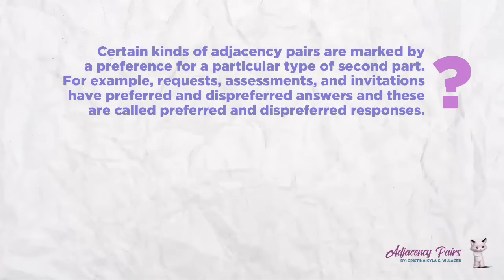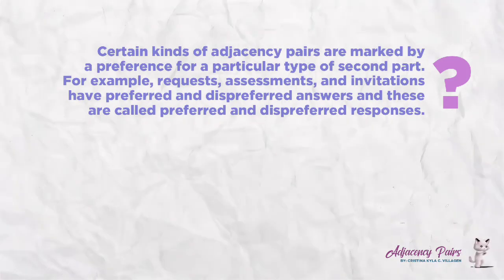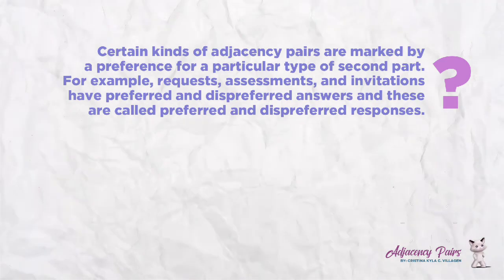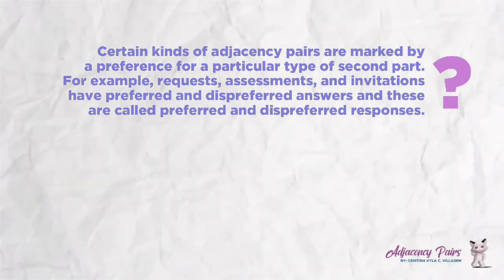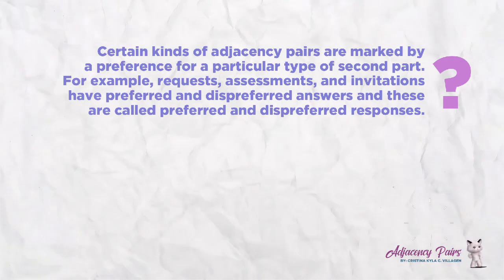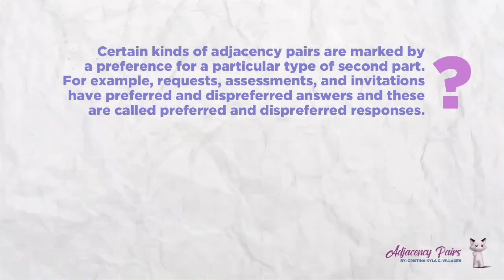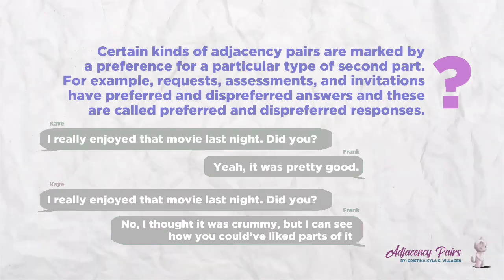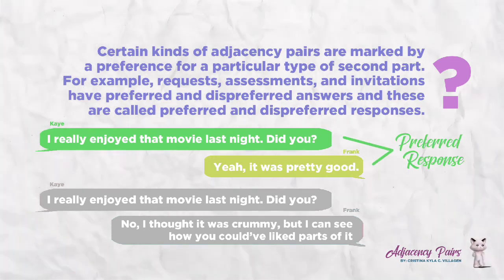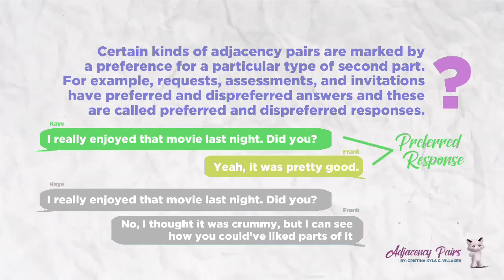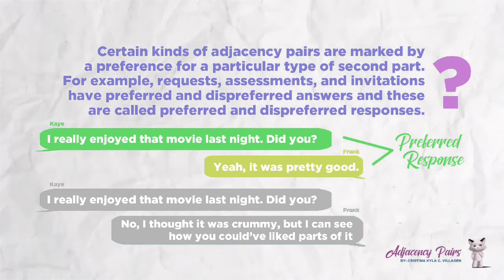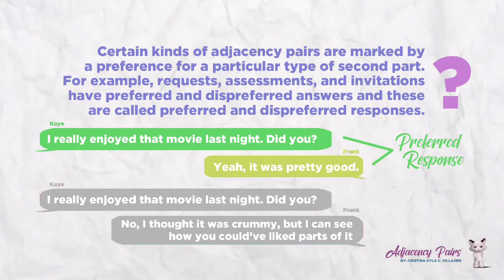Certain kinds of adjacency pairs are marked by a preference for a particular type of second part. For example, requests, assessments, and invitations have preferred and dispreferred answers, and these are called preferred and dispreferred responses. This is an example of a preferred response. Kay stated that she enjoyed the movie before asking Frank if he enjoyed it too. It implies that Kay is expecting that Frank has the same thoughts as her about the movie, which Frank confirmed.